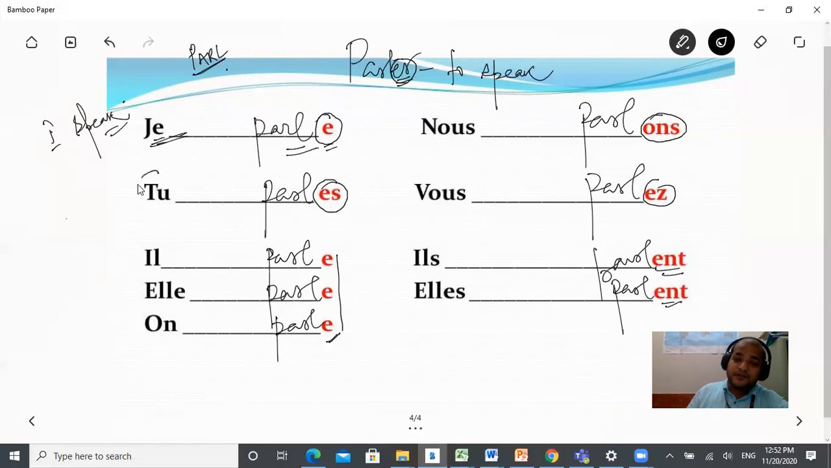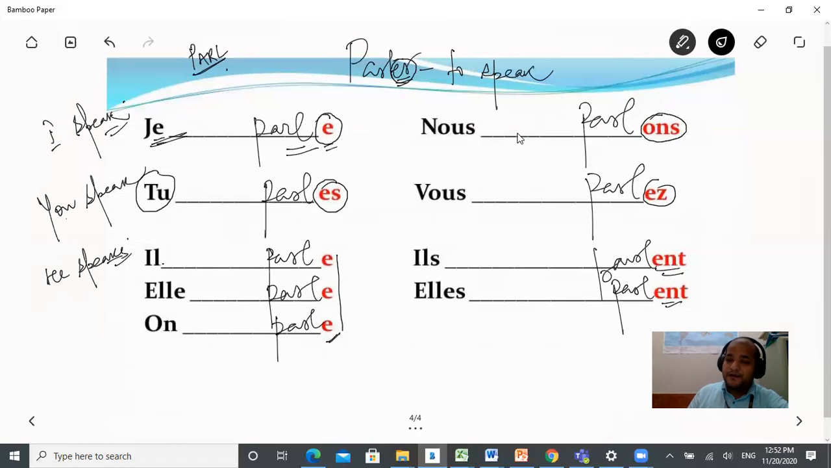Similarly, the subject pronoun tu is you. So this will be you speak or you are speaking, but in singular and informal. Il parle is he speaks or he is speaking, both. Elle parle: she speaks, she is speaking.